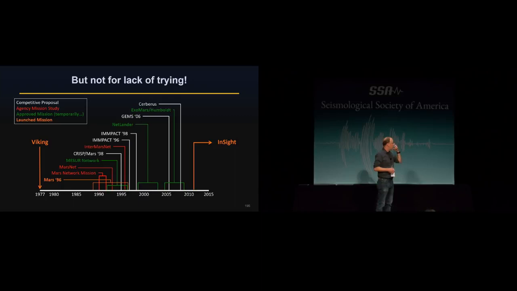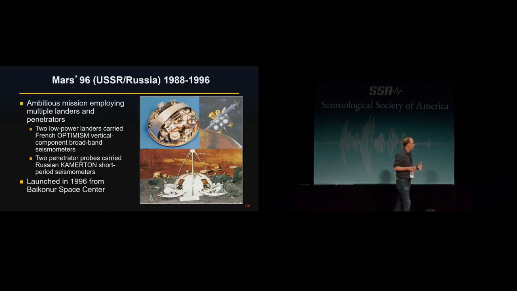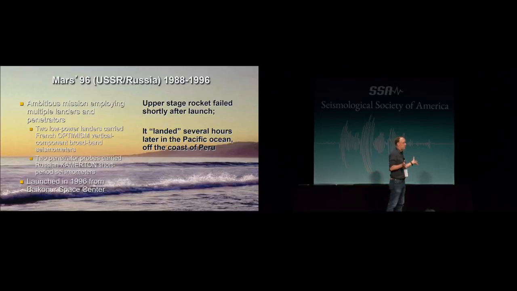The first one is Mars 96. It was a Soviet/Russian mission, depending on which side of the boundary you're on. It had some Optimism seismometers, which are French, and some other Russian seismometers. This was several tons of stuff going to Mars. Unfortunately, they launched it, the upper stage failed, it fell into the ocean off the coast of Peru, and it was never recovered.